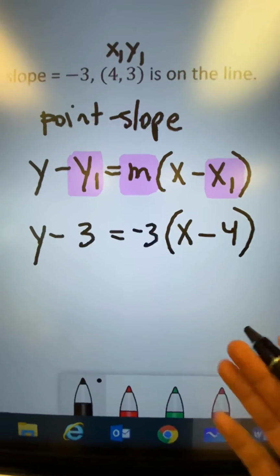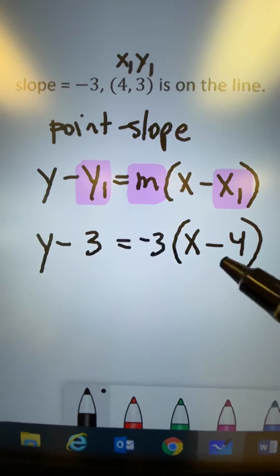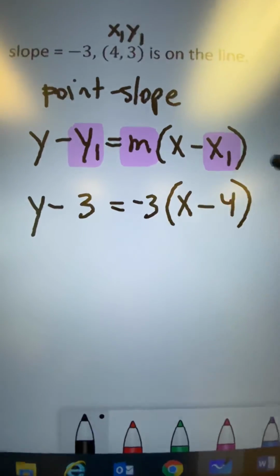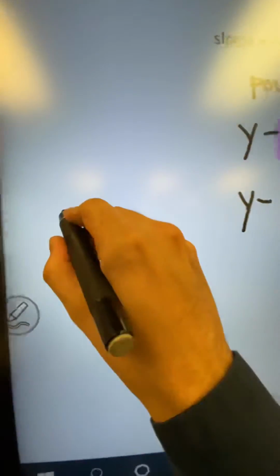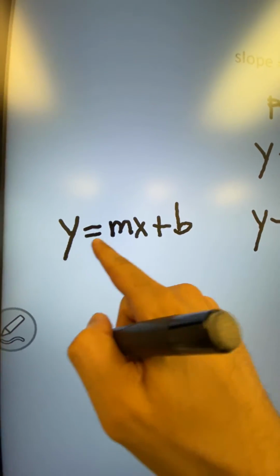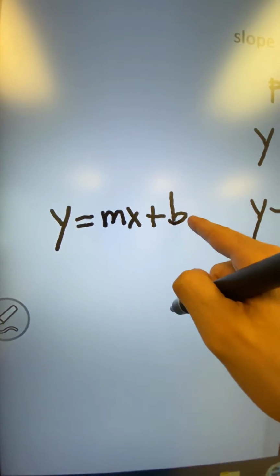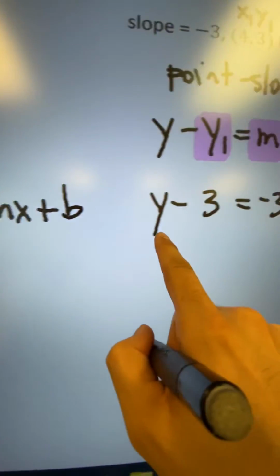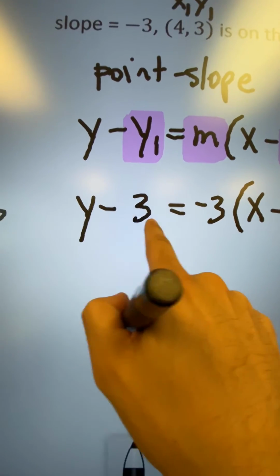I could have stopped here, but again, they asked us to write it in slope-intercept form, so we have one more step left. As a little side note, slope-intercept form looks like this: y equals mx plus b, where m is the slope and b is the y-intercept. But notice that the y is by itself. You have to isolate y in your equation. Notice that y is not isolated. We have a -3 here.